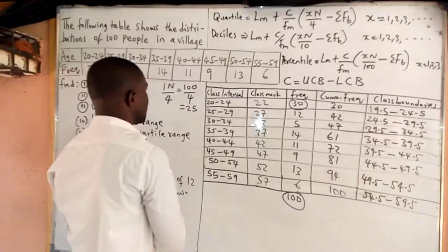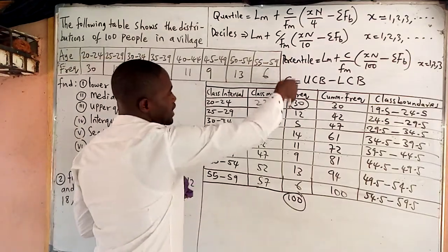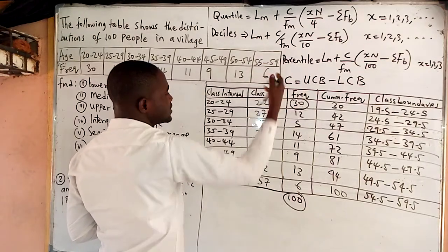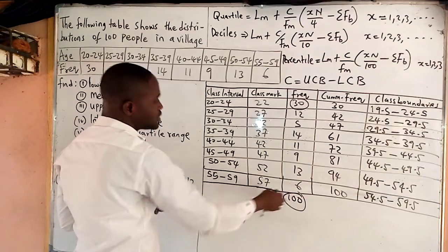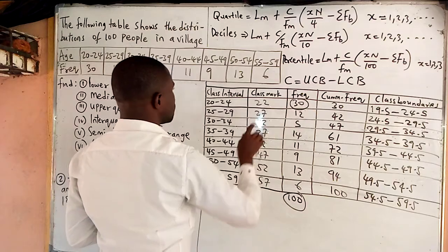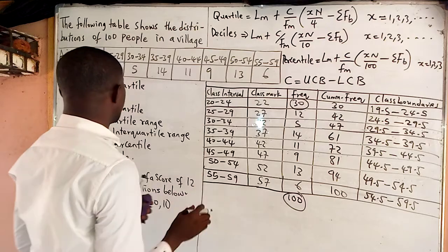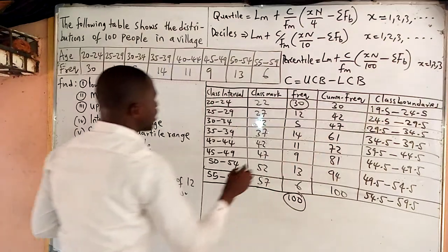25 will lie here, because we did not see any other frequency above 30. 30 is the beginning, so 25 will be inside this 30 before it goes down to 100. So that 25, this is your lower quartile class. So what you now do is you say, okay, what is the lower class boundary of it?